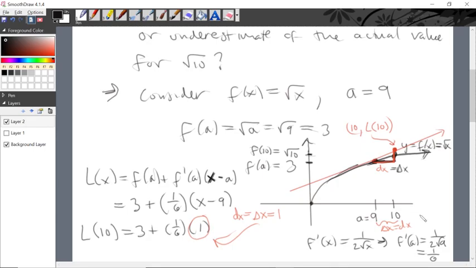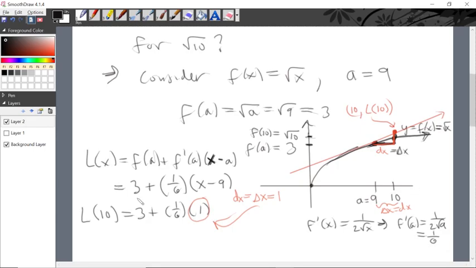Now we can use the output from the tangent line to get our approximation. So we get 3 plus 1/6, so 3 and 1/6, which is 19 over 6. We can even approximate that with a decimal. Let's do that, 19 over 6. This gives us approximately 3.1 and then a repeating 6.